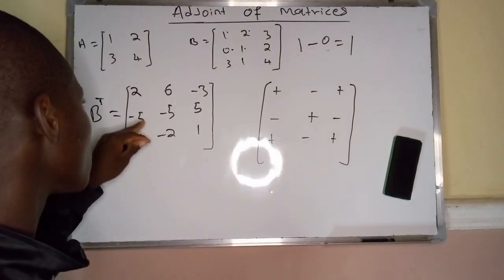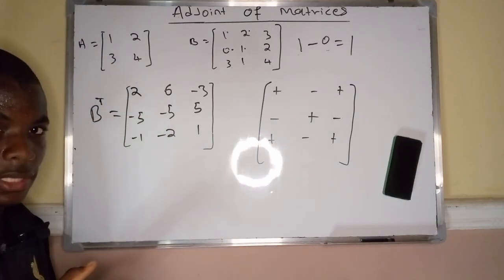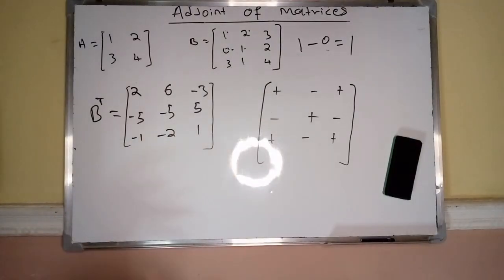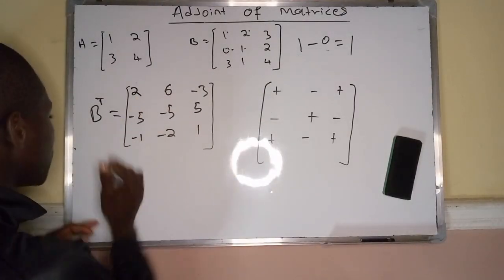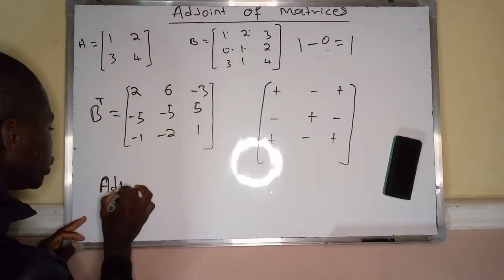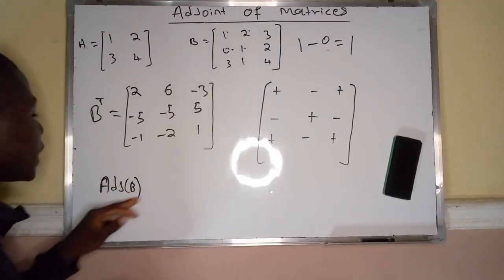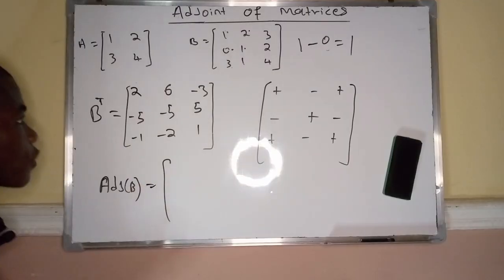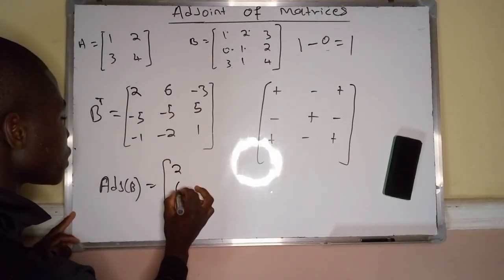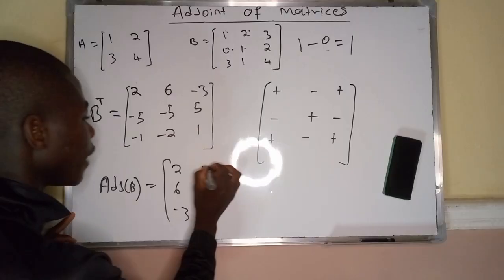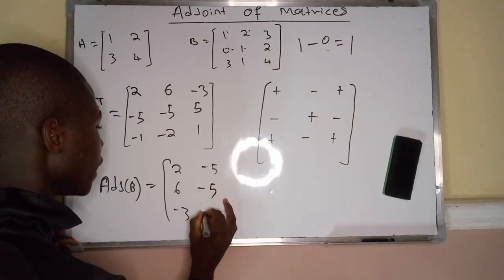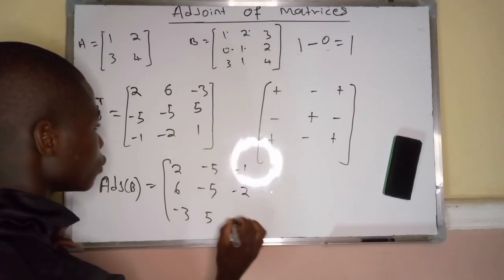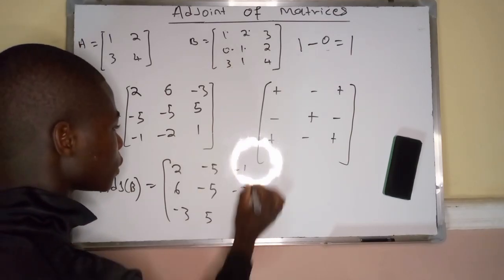So now we are going to find the transpose. We are going to transpose the matrix. So therefore, the adjoint of the matrix B will be equal to, I have to transpose the matrix: 2, 6, and minus 3, and therefore minus 5, minus 5, 5, and therefore minus 1, minus 2, minus 2, and 1.